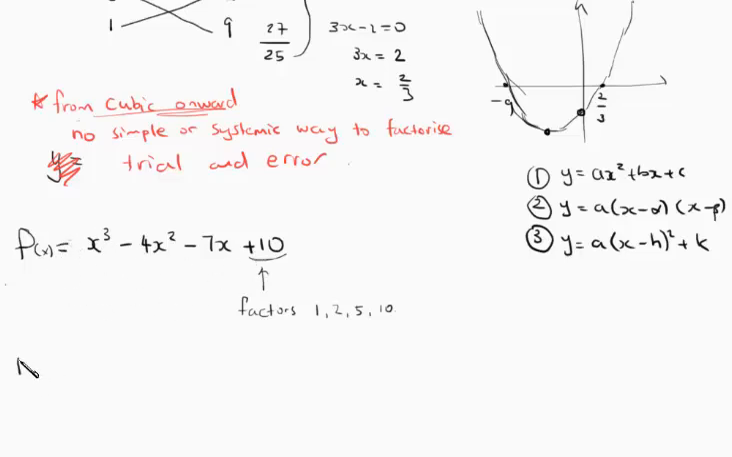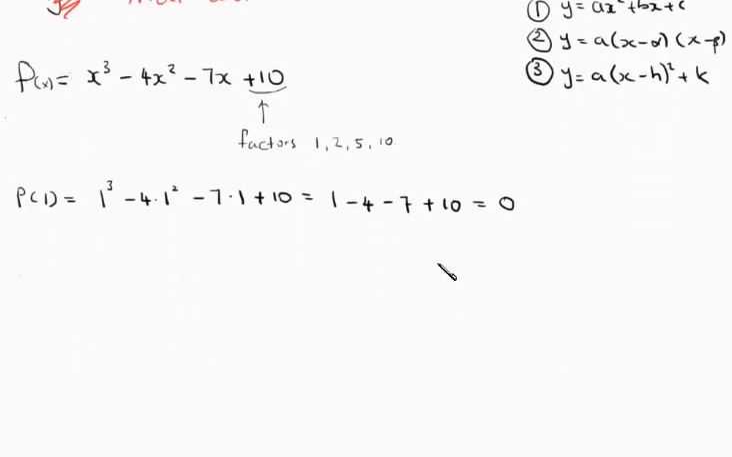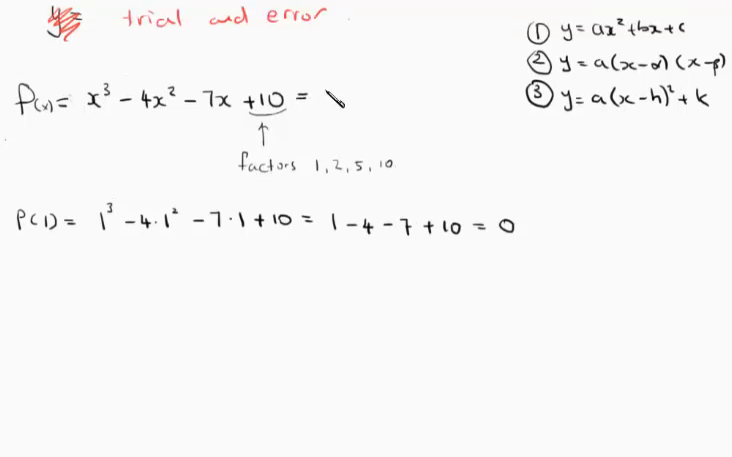So let's try plugging in 1 in here, okay? So you get 1 to the power of 3 minus 4 times 1 squared minus 7 times 1 plus 10, which is just 1 minus 4 minus 7 plus 10. And that's actually 0, isn't it? So what this actually tells us is that this can be factorized into x minus 1 times something, okay?